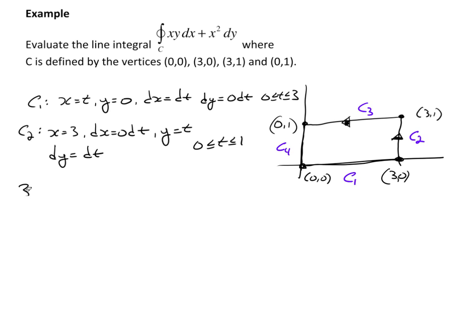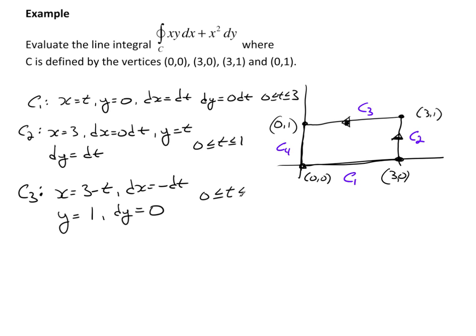Now this next segment, C3, I'm going to look at this and say, well, x is going to be equal to 3 minus t if I let t go from 0 to 3. That would also give me dx in this case equal to negative dt. Y is going to be equal to 1, so dy will be equal to 0. And so you have 0 less than or equal to t, which is less than or equal to 3. So t is going to go from 0 to 3.